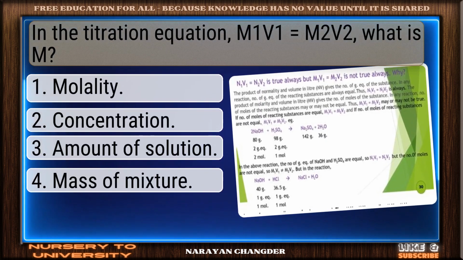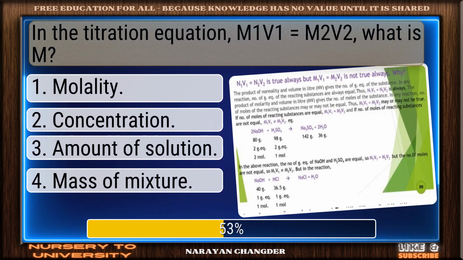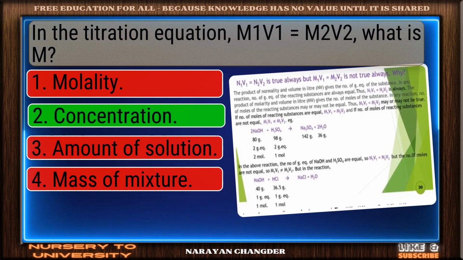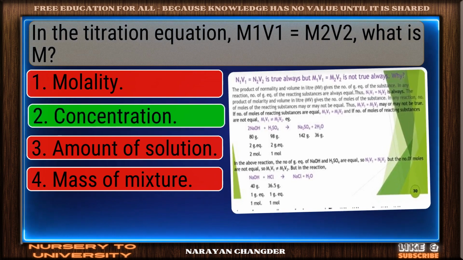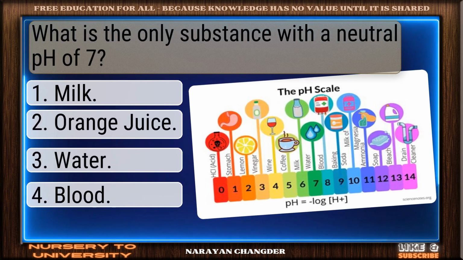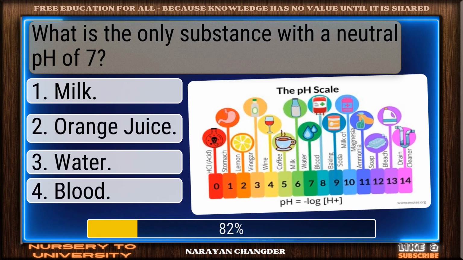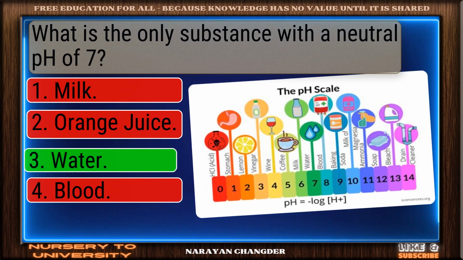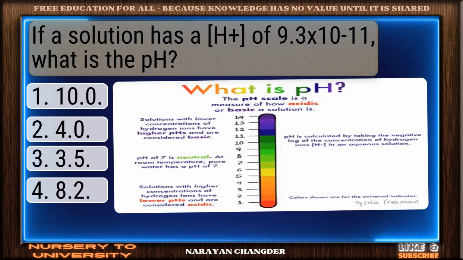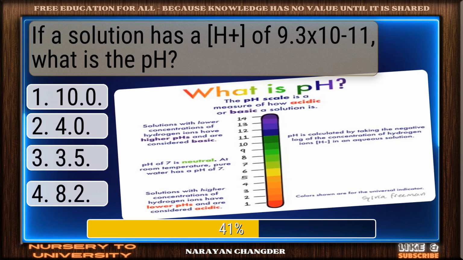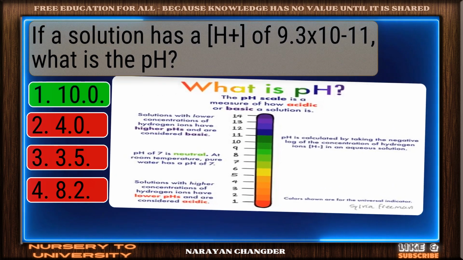In the titration equation M1V1 equal to M2V2, what is M? Sharp thinking. Concentration is the right choice. What is the only substance with a neutral pH of 7? Well done. Water is the right choice. If a solution has a concentration of 9.3 x 10^11, what is the pH? 0.0 is the accurate answer.